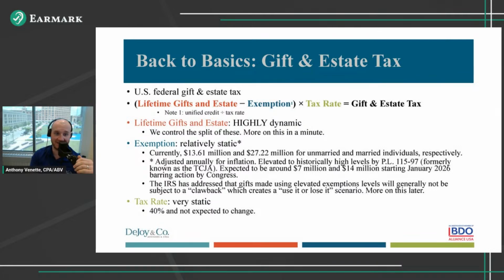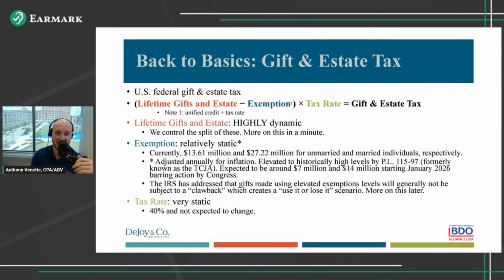It should be noted that these adjust annually for inflation. So it went up from 12 million to 13 million year over year in 2024. These were elevated to historic high levels due to the act formerly known as the Tax Cuts and Jobs Act. We expect this to be around $7 million and $14 million starting January 2026, barring any action from Congress, which I personally wouldn't bet on.